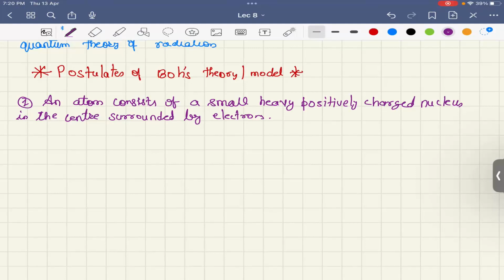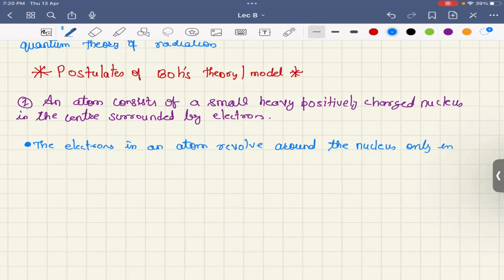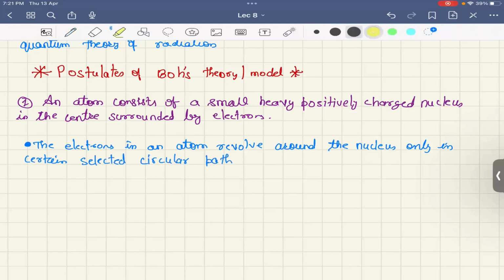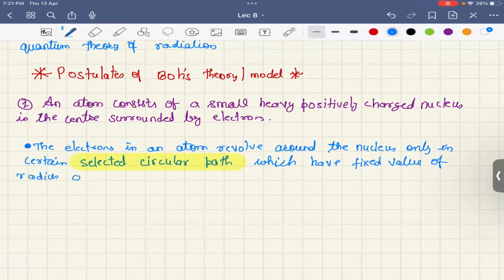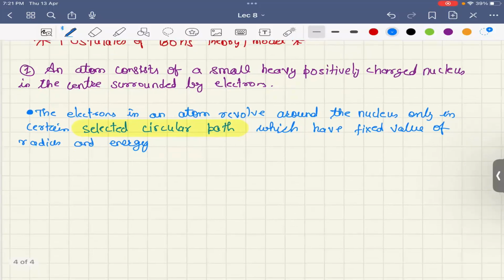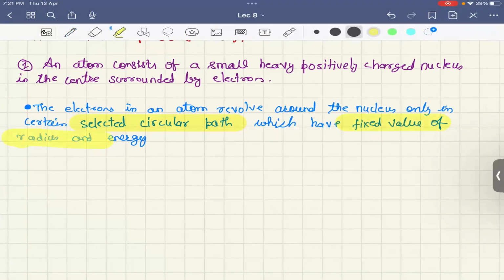So let me write this down. The sub-postulate of this is that the electrons in an atom revolve around the nucleus only in certain selected circular paths. This is very important. It cannot have all the energy levels, which have fixed value of radius and energy. Fixed value of radius and energy.